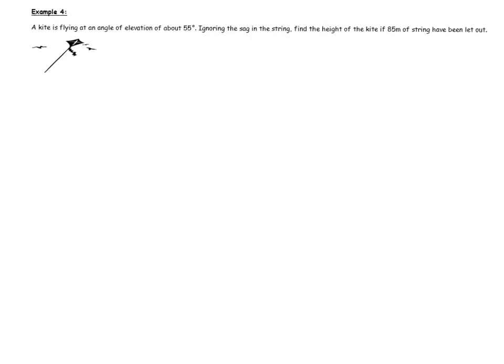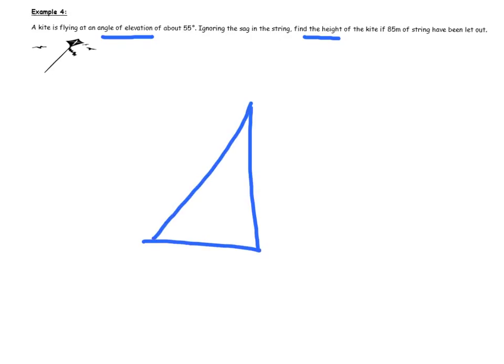Example 4. A kite is flying at an angle of elevation of about 55 degrees. Ignoring the sag in the string, find the height of the kite if 85 meters of string have been let out. So we talked about angle of elevation earlier on. We are finding the height of the kite. So let's first draw out our right triangle. If you've seen a kite before, a kite is going to be flown at an angle. So there's a string, and that's going to be representing our hypotenuse. Our angle of elevation is above, so 55 degrees goes there.